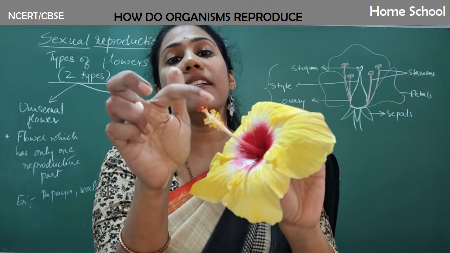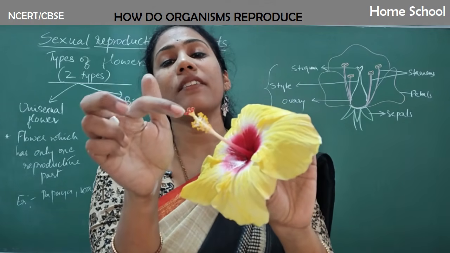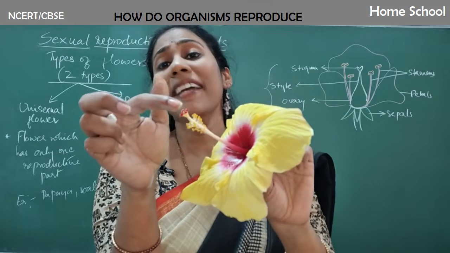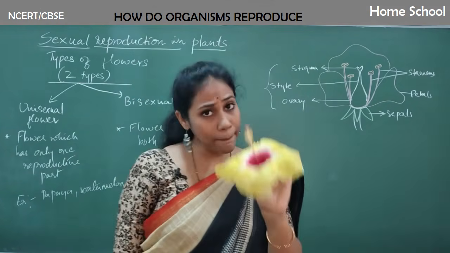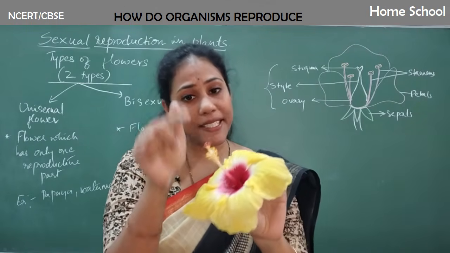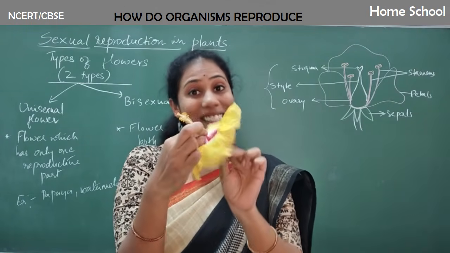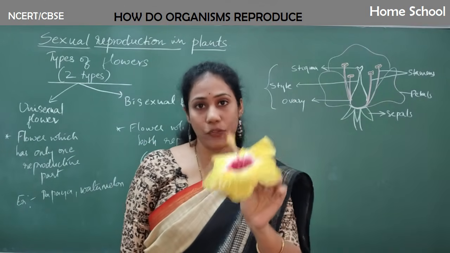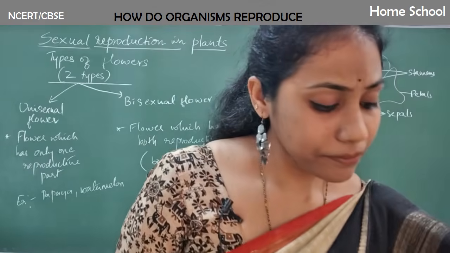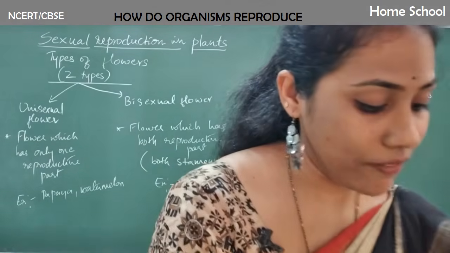And the pink color things, there are so many stigmas, okay. Many pistils are there, many stamens are there. But stamens and pistil are there in a same flower. So this is also an example for bisexual flower, okay. Coming to the unisexual flower.